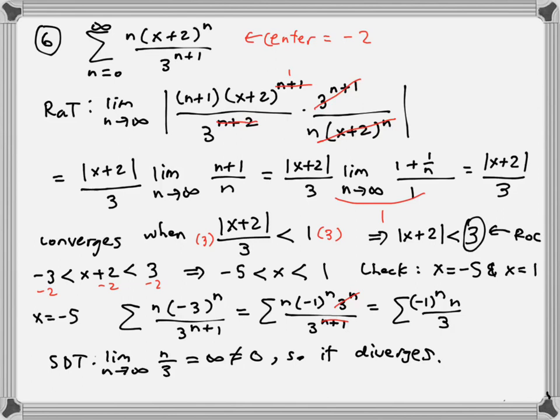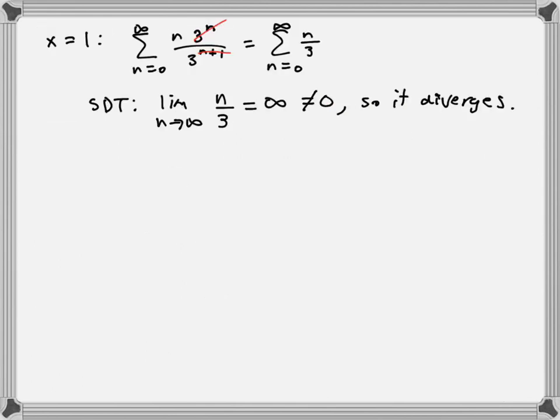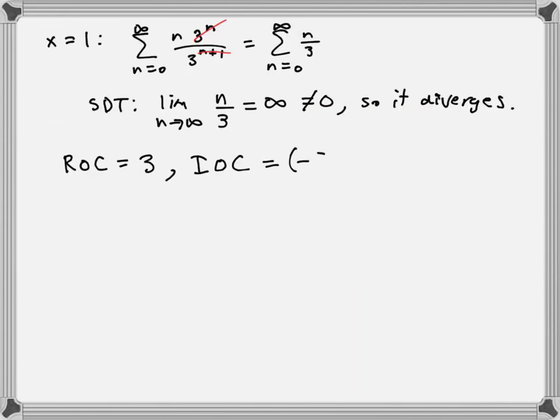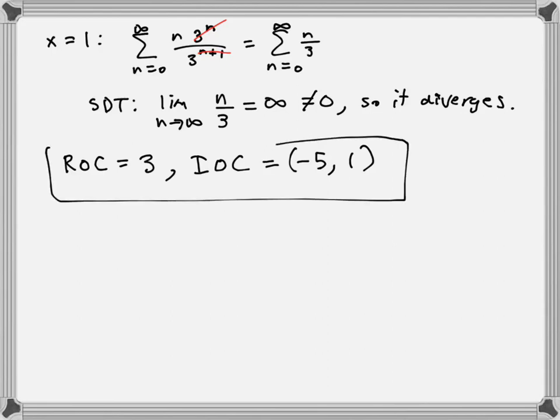So we're ready to write down the answer then. The ROC was 3, and the IOC was from negative 5 to 1, not including either edge. So we need to make those open brackets.